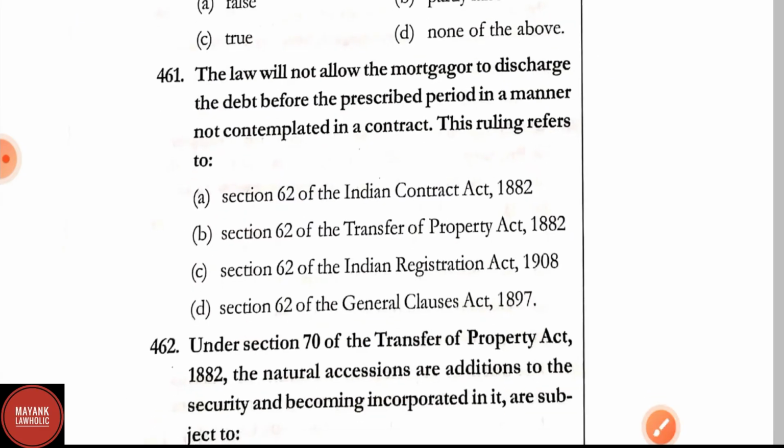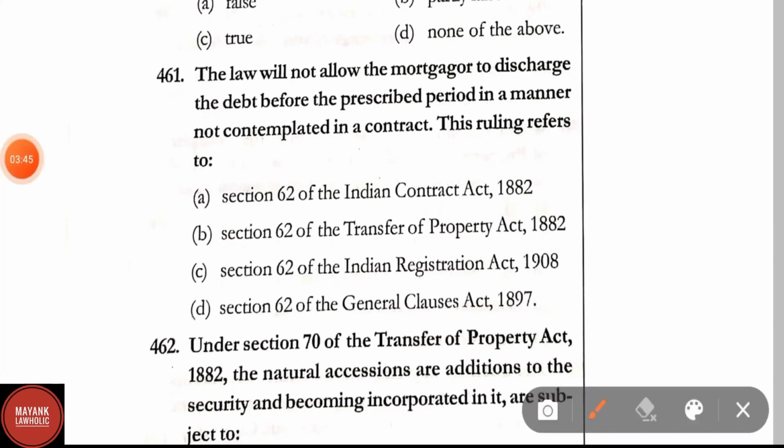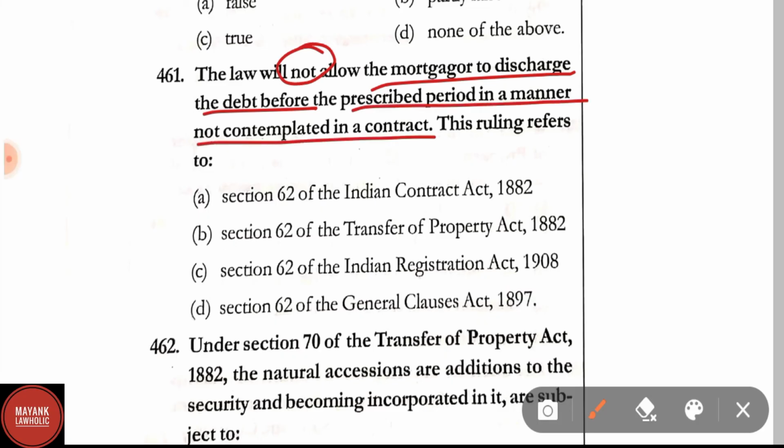Question number 461. The law will not allow the mortgagor to discharge a debt before the prescribed period in a manner not contemplated in the contract. This ruling refers to Section 62 of the Transfer of Property Act.